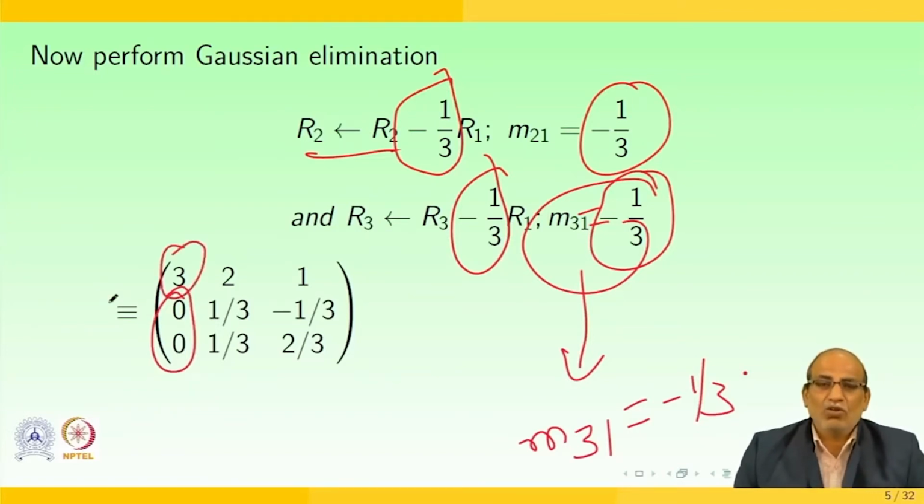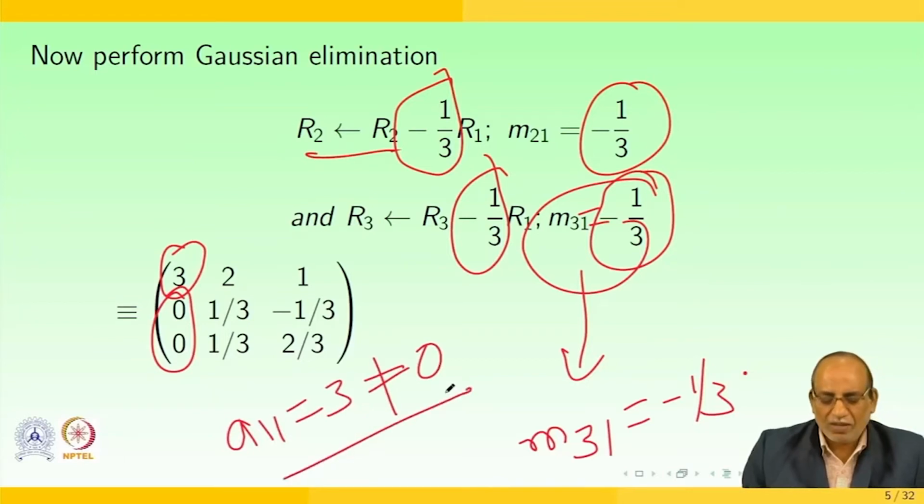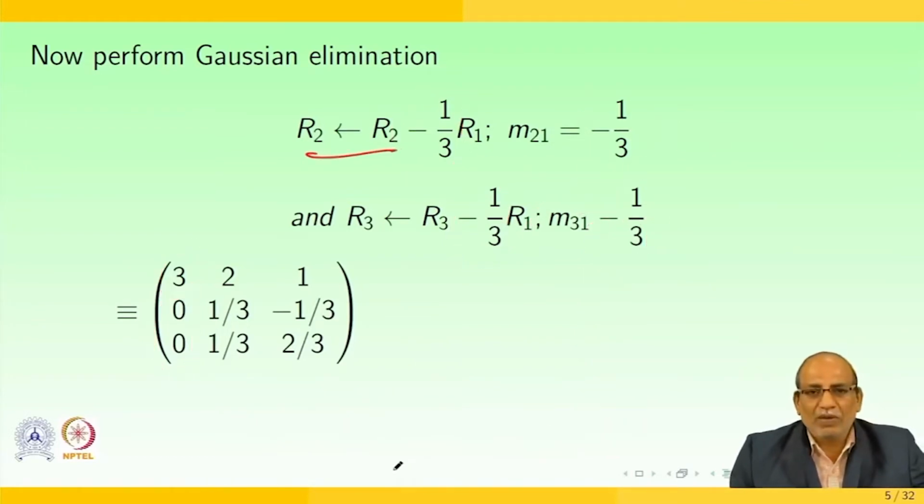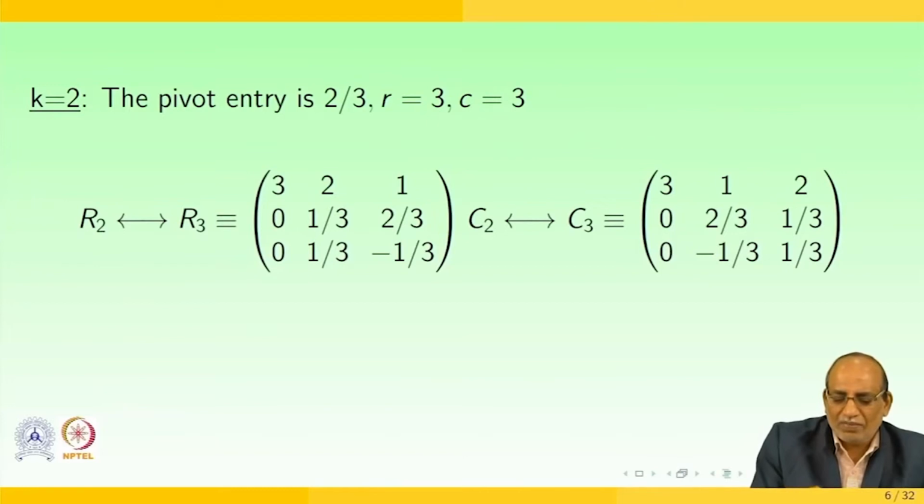Right? So A11 is equal to 3, which is free from 0. And below that all will be zeros. So this process should help us bring out the lower triangular matrix and upper triangular matrix. Well, that is for k is equal to 1. When k is equal to 2, you look at here, the pivot is 2 by 3. Among the existing elements, this is the bigger one.